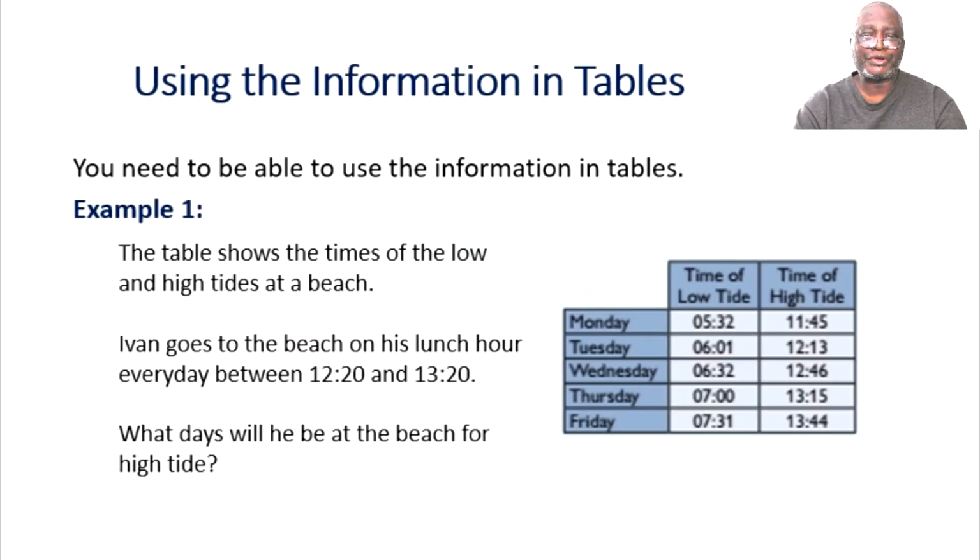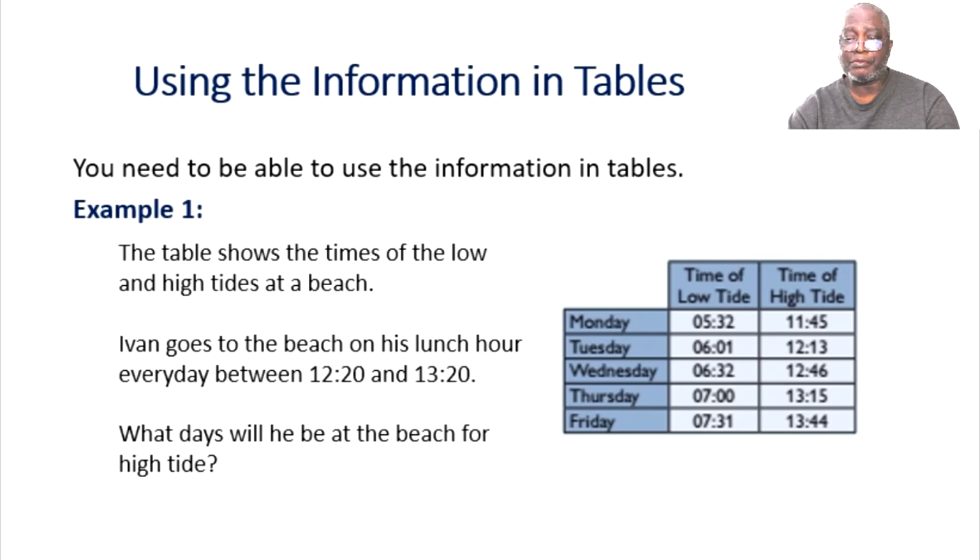How to use information on the table continues with example 1. The table shows the times of the low and high tide at a beach. Ivan goes to the beach on his lunch hour every day between 12:20 and 1:20. 1 hour. He likes the seaside. Okay, I do too. What days will he be at the beach for high tide?